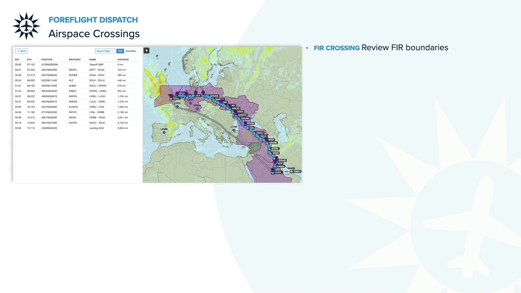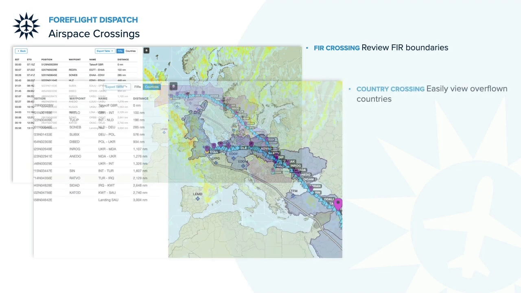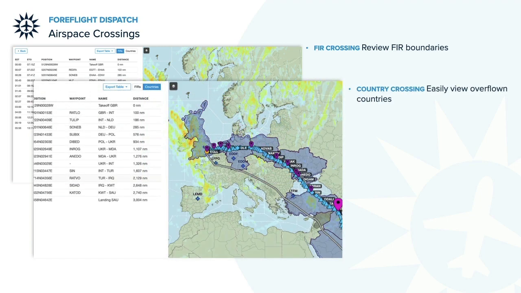This is another piece that is really great to see textually and graphically, our airspace crossings. So what we're showing in this screenshot is overflown FIRs, and you can scroll through this list. And if we go to countries, you can see on the bottom right there, there's a bigger pin. So if you hover over a certain waypoint, we'll illuminate that on the map. You can also export this into an XLS or CSV file.